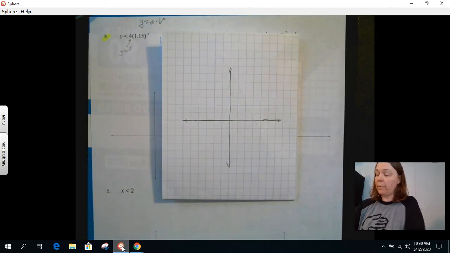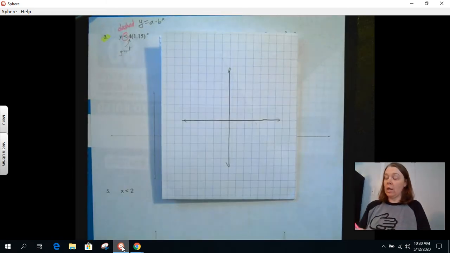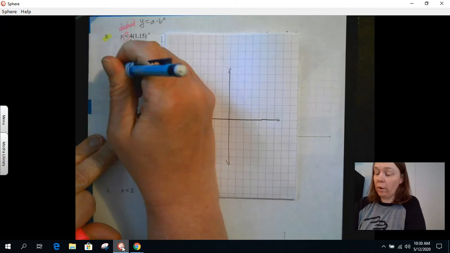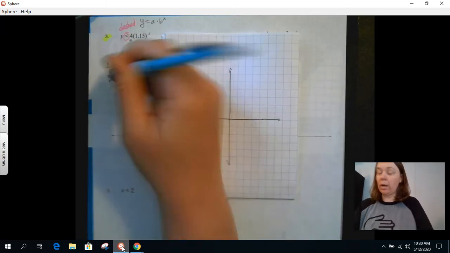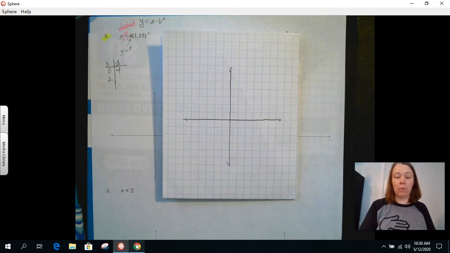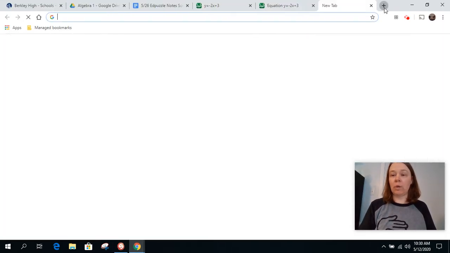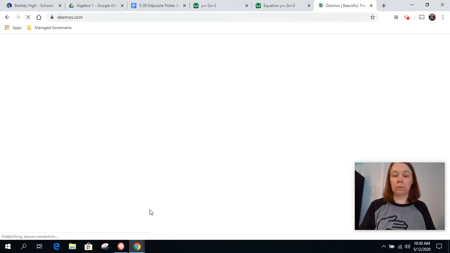All right, so here I'm noticing that this is a less than, so it's going to be dashed. And so I'm going to plot these points. I'm going to plot the point 0, 4, because I know that's my y-intercept. And then let's see what happens when I plug 2 in. So I'm going to just pop over to Desmos really quickly here, and I'm just going to type that in to see what I end up getting.